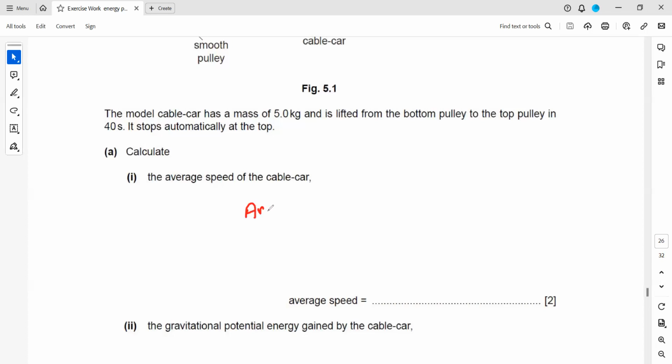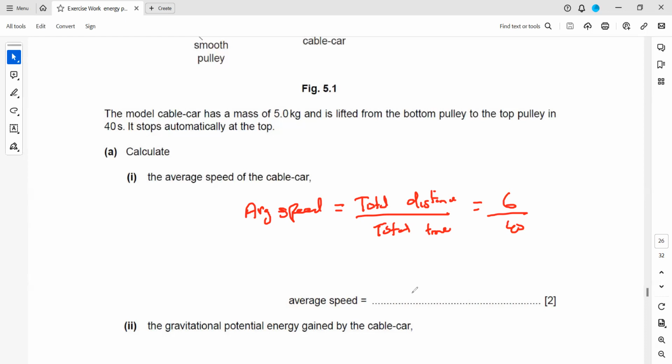So write the formula for average speed. That will be the total distance over total time. So total distance is how much? That is 6 and the total time is 40. So 6 divided by 40, 0.15 meters per second.